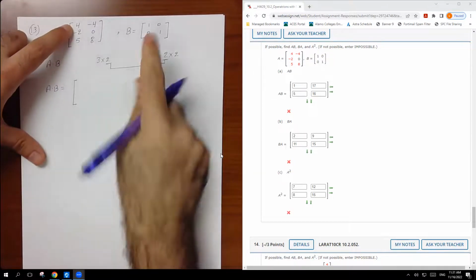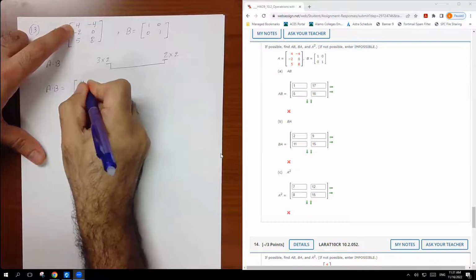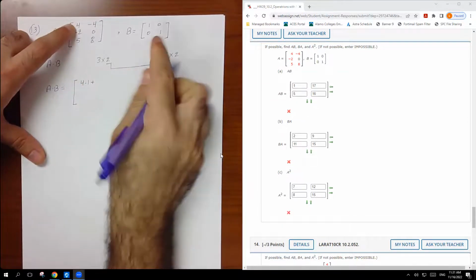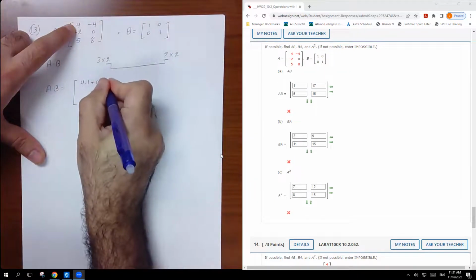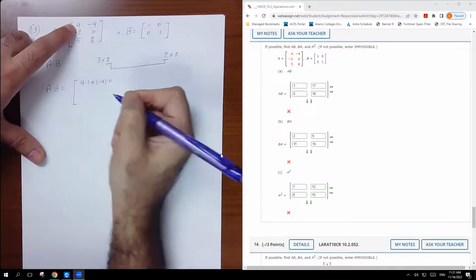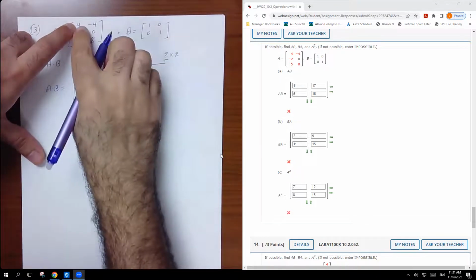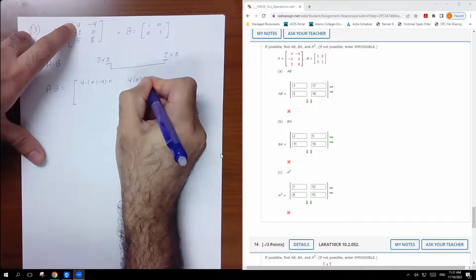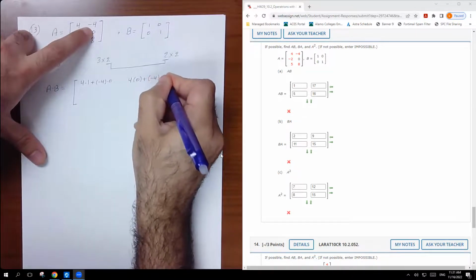the first row times the first column. So 4 times 1 plus 4 times 1 plus negative 4 times 0. Now, the first row with the second column, 4 times 0 plus negative 4 times 1.